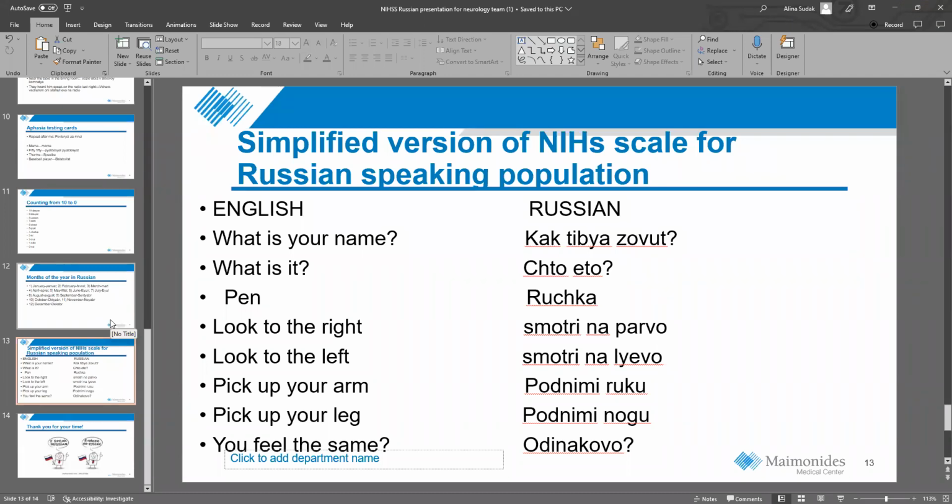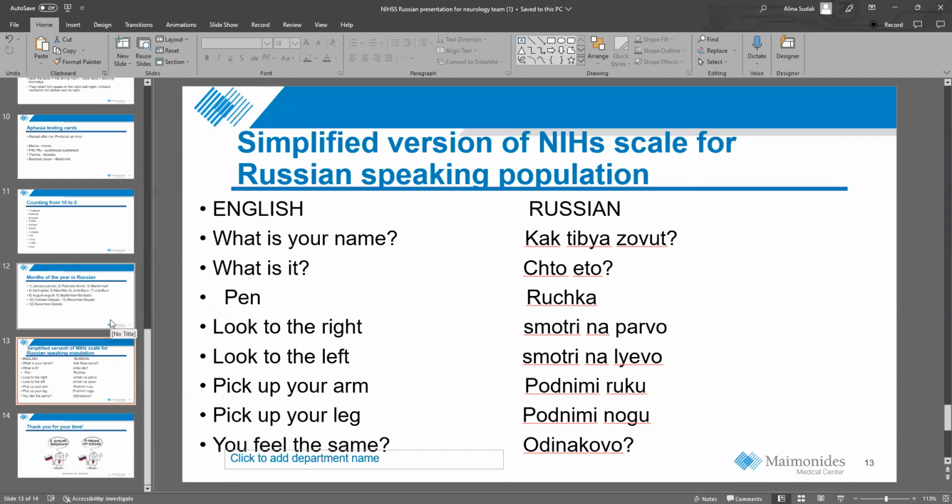Смотри направо. Смотри налево. Подними руку. Okay. Other. Подними руку. This one. Правая, левая. So you see, when you say смотри направо, it's правая, право, and лево is the left. So право is the right, лево is the left. Подними руку право. Подними руку лево.